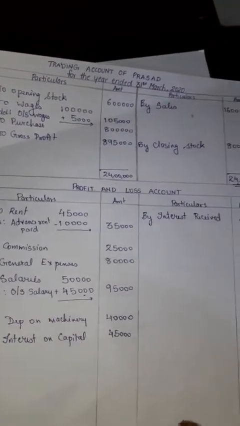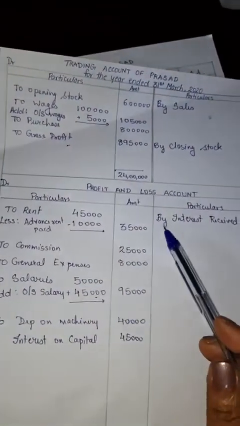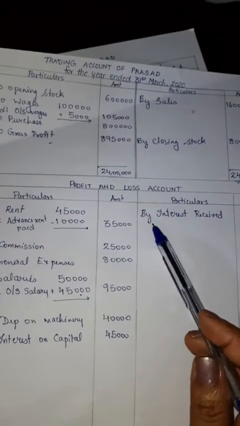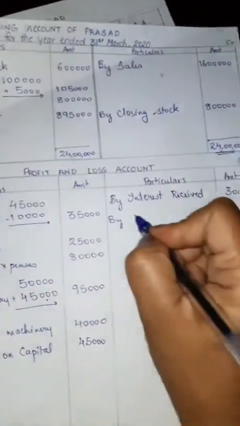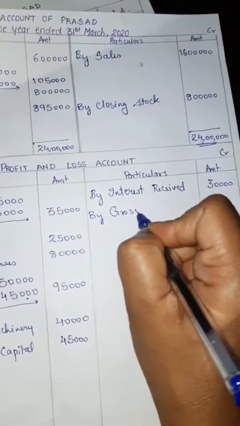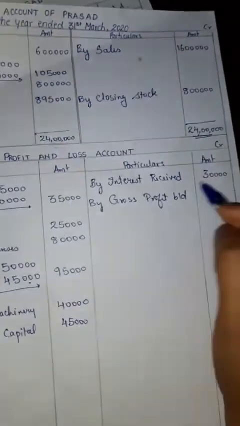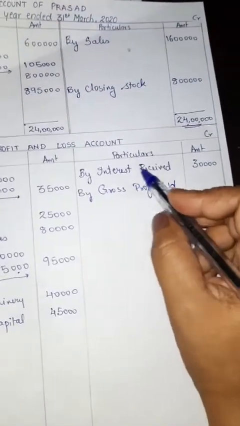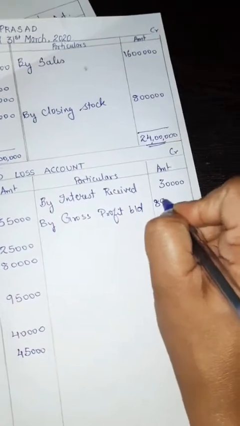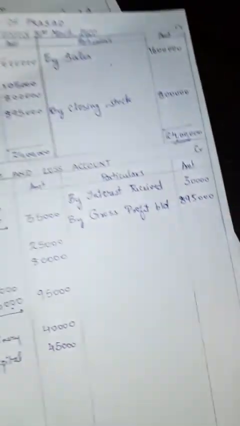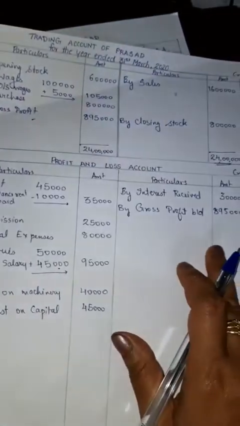So you have calculated your gross profit. The next thing you have to do is bring this gross profit down to the profit and loss account. So write here, by gross profit brought down. This should be the first item actually. So the gross profit brought down amount is 8,95,000. The same amount I have brought down.